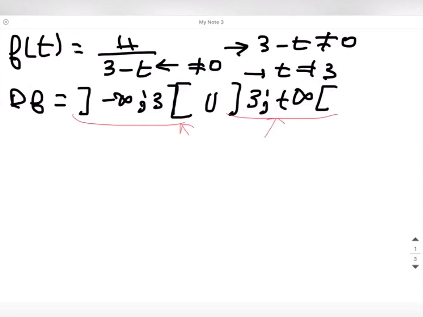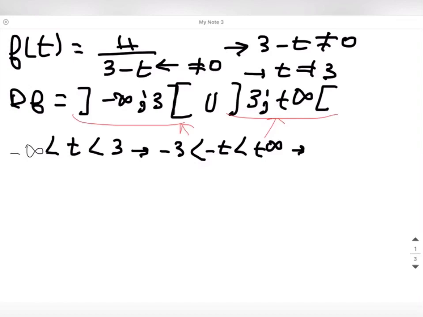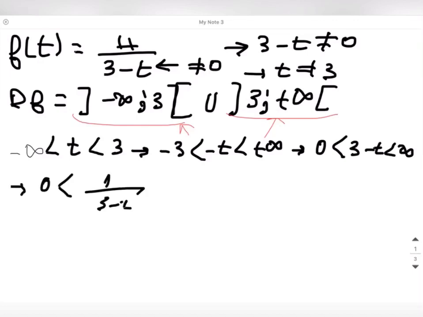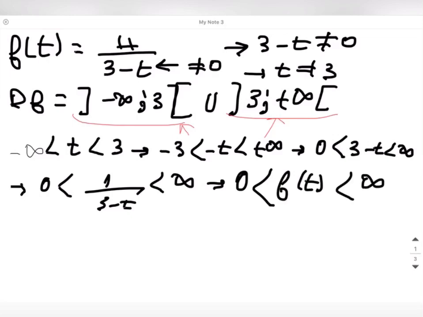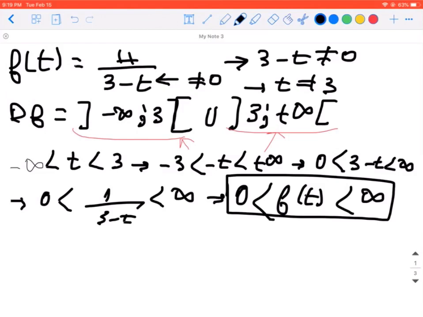Okay, so let's start by a first one that says that t is between minus infinity and 3. So minus t is between minus 3 and plus infinity. So 3 minus t is between 0 and infinity. So 1 over 3 minus t is between 0 and infinity. If we multiply by 4, we get that f of t is between 0 and infinity, the first part of the range that we reached from working in the first part of the domain.